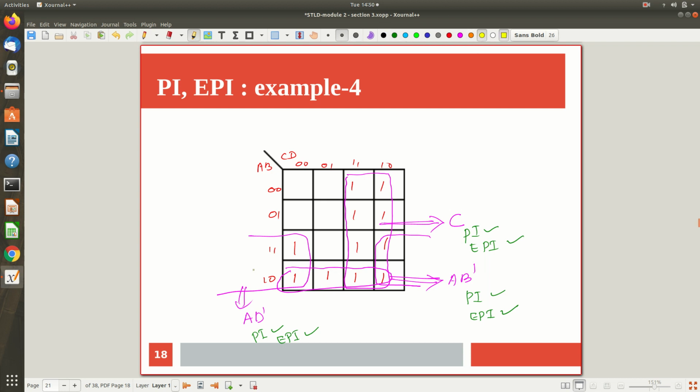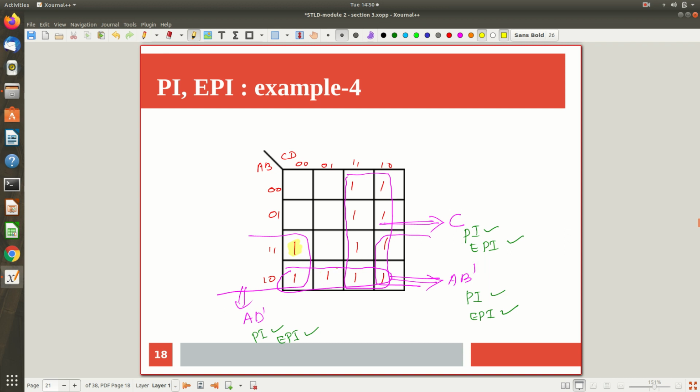For example, if I am looking at AD dash, you can see that this one is actually making it essential, because all other ones are covered by more than one grouping, but this one is covered only by this AD dash. So exclusively it should be there in the minimal expression. So that is what is making it essential.